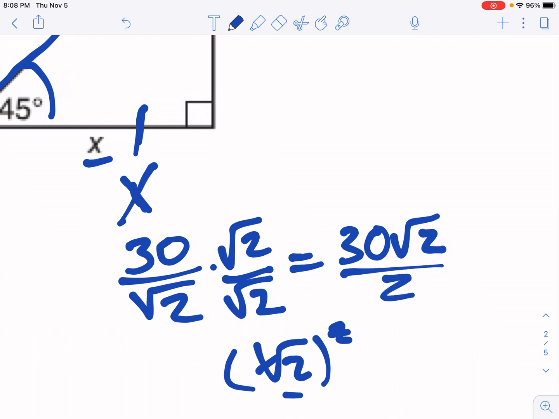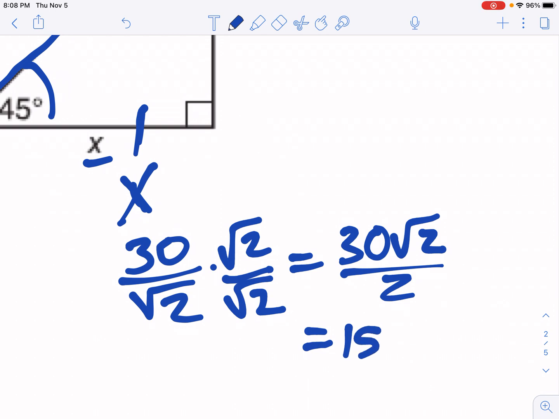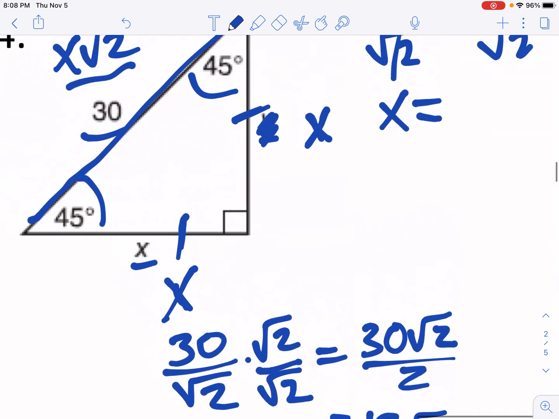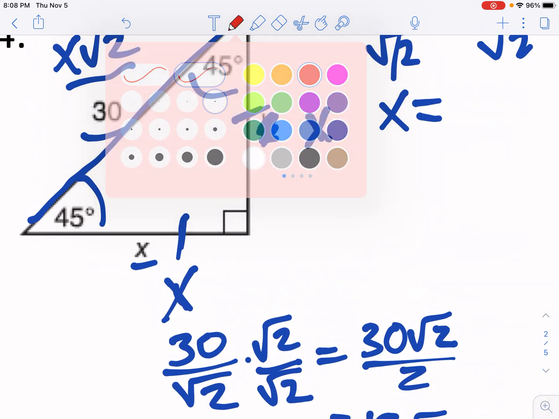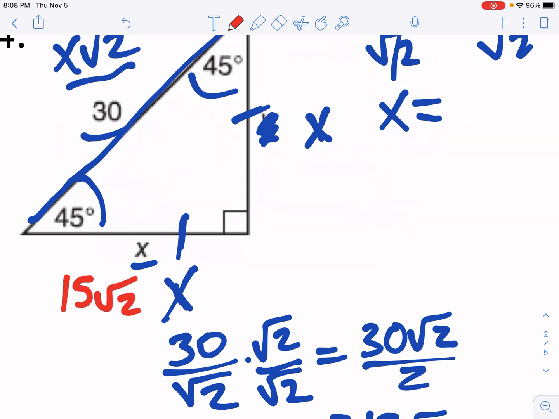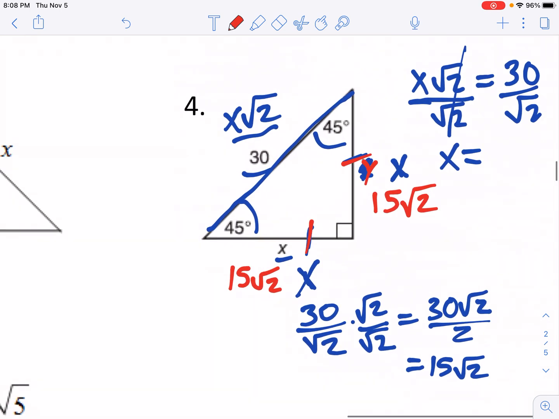So now, with this in mind, looking at this example up here, we have 30 times the square root of 2 divided by 2. Well, what's 30 divided by 2? 15. So we end up with 15 square root of 2. So this side length over here would be 15 square root of 2, and because these two have the same measure, this was originally y, this would also be 15 square root of 2. So those are some examples with a 45, 45, 90.